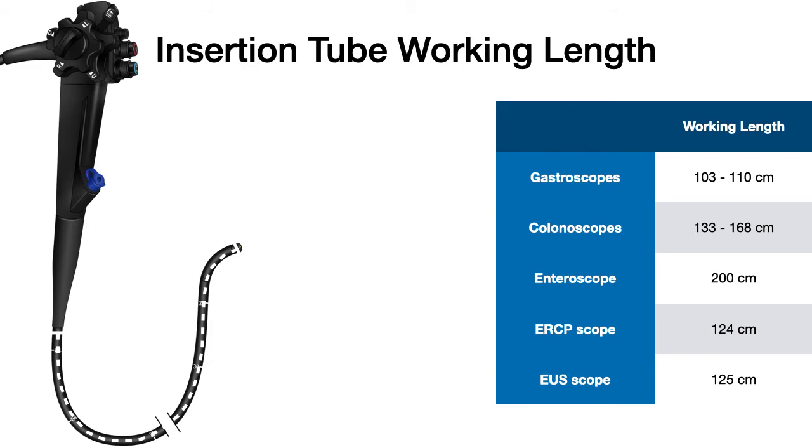So, that is why this is important to know the lengths of different scopes. Sometimes a typical colonoscope may not be adequate to reach the cecum. In such cases, one may use a longer scope, and that is an enteroscope, which is 200 centimeters compared to 168 centimeters with the colonoscope to reach the cecum. So, it is important to know the difference in the working channel length among these scopes.